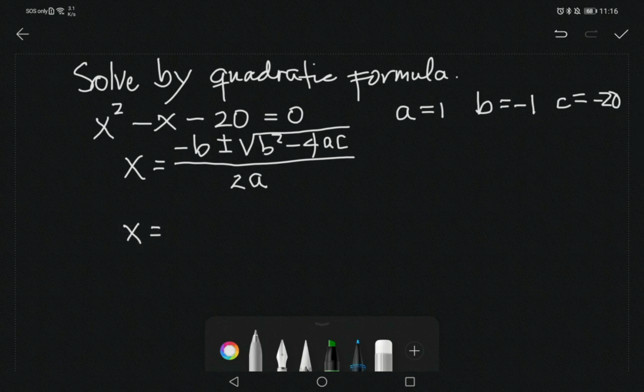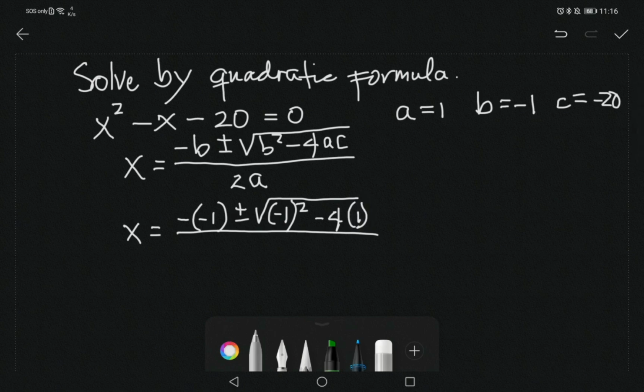So x equals, the value for b is negative 1, negative 1, then plus and minus square root of, the value for b again is negative 1, and then square, minus 4 times a is 1, and the value for c is negative 20. Over 2 times the value for a is 1.